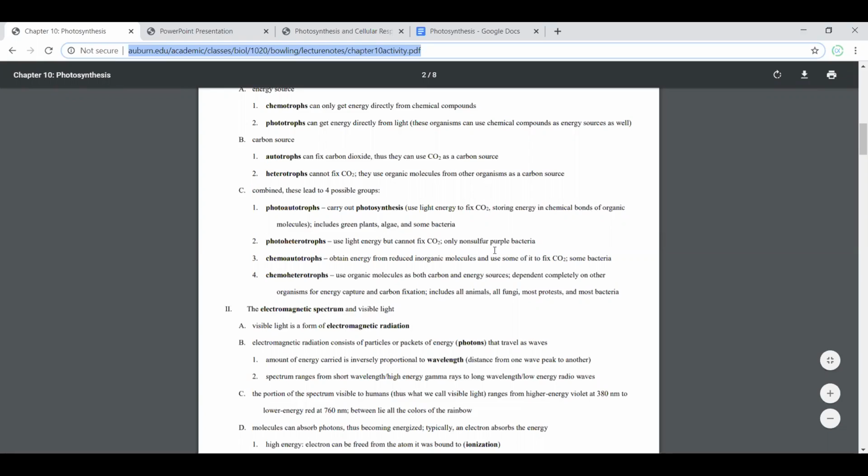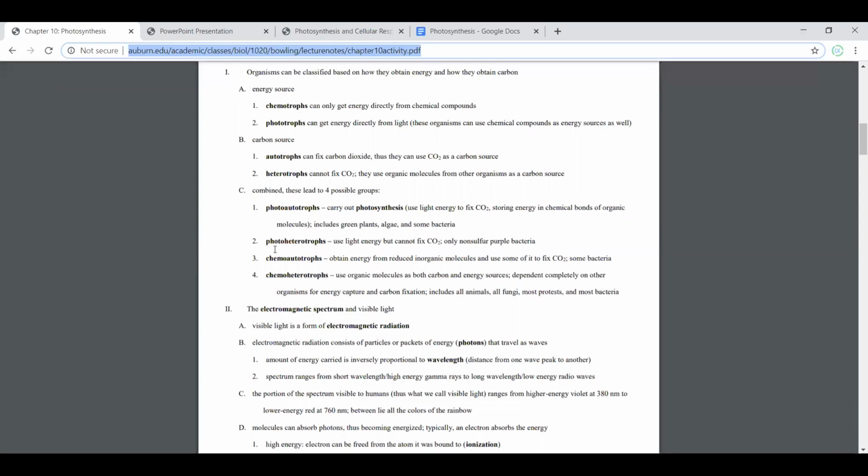Non-sulfur purple bacteria are examples of photoheterotrophs. Chemoautotrophs obtain energy from organic molecules that they absorb and use some of it to fix CO2. So these are examples of bacteria.